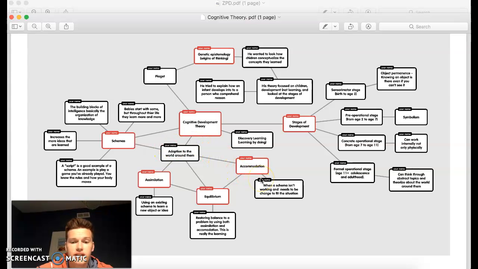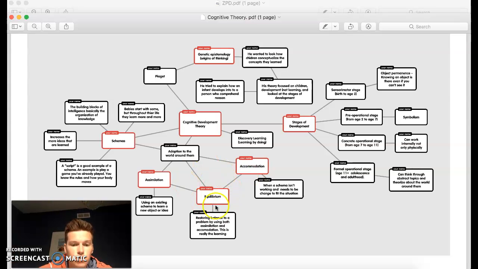But accommodation is when a schema isn't working and needs to be changed to fit the situation. Now this is the opposite of that basically. So let's go back to if you're learning the guitar. So you knew how to play piano, but the guitar fretboard is much different than the keys. But you can still use that knowledge, but you need to change your situation to learn. So your schema on how to play the actual guitar is not working on how you know how to play piano. So you must adapt to the guitar.